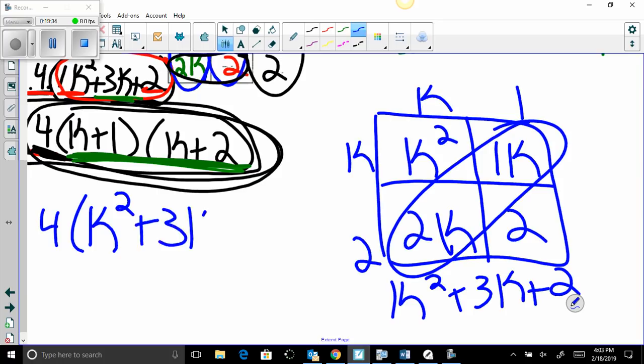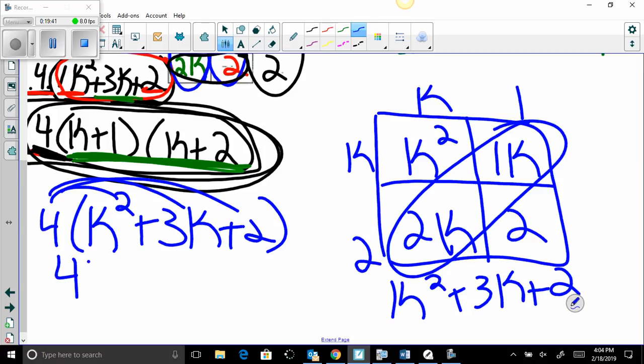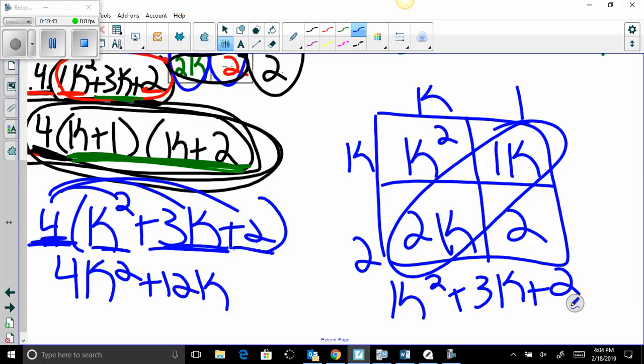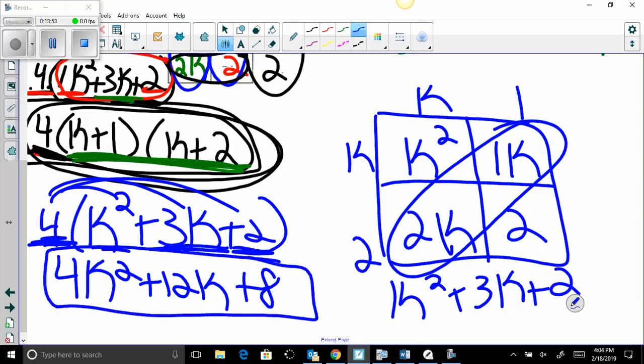If I went ahead and then distributed the 4, am I going to get what I started with to check myself to make sure? 4 times k squared is 4k squared. 4 times 3k is plus 12k. And 4 times positive 2 is plus 8. And I sure do get what I started with.